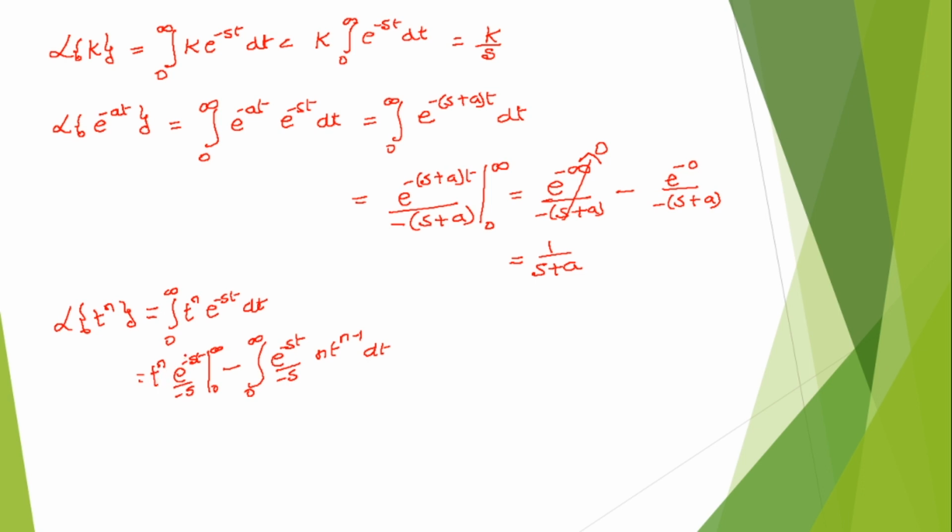When t is equal to infinity, this is 0. When t is equal to 0, this is 0. So this entire term becomes 0. So it becomes minus into minus plus. n is a constant with respect to t, s is a constant with respect to t. So it becomes n by s times the integral from 0 to infinity of t to the power n minus 1 e to the power minus st dt.